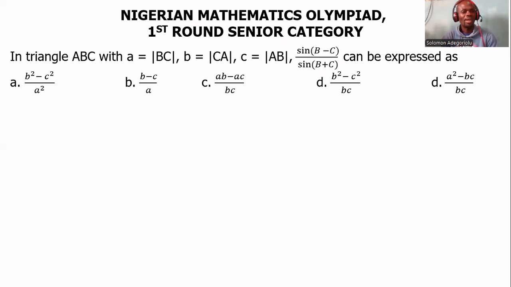All right, the question is: in triangle ABC with a equals side BC, b equals side CA, and c equals side AB, given sine(B minus C) over sine(B plus C) can be expressed as, and we have the options given. So we need to express this with all the information given here. To start with, let's see how we solve that. This is the solution now.